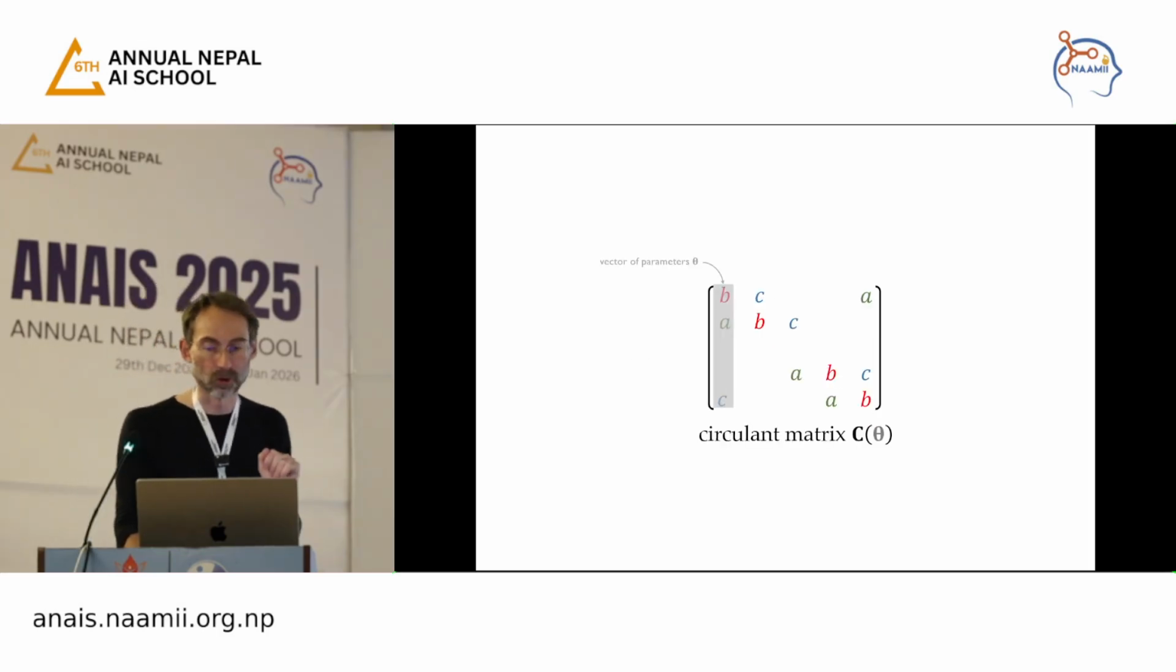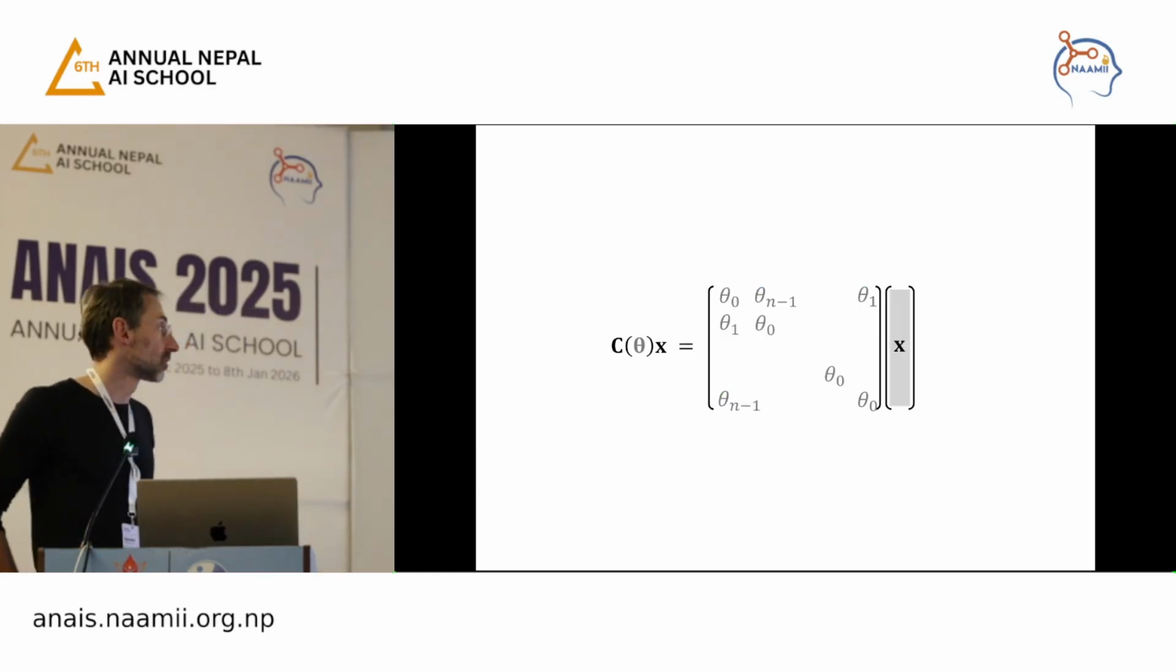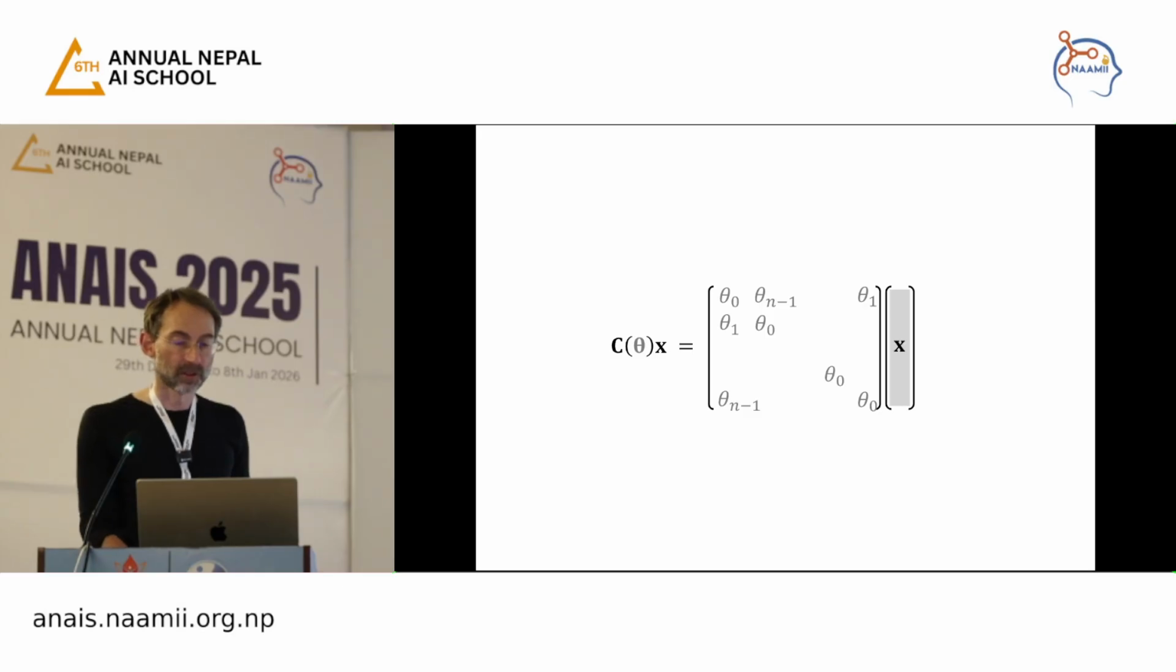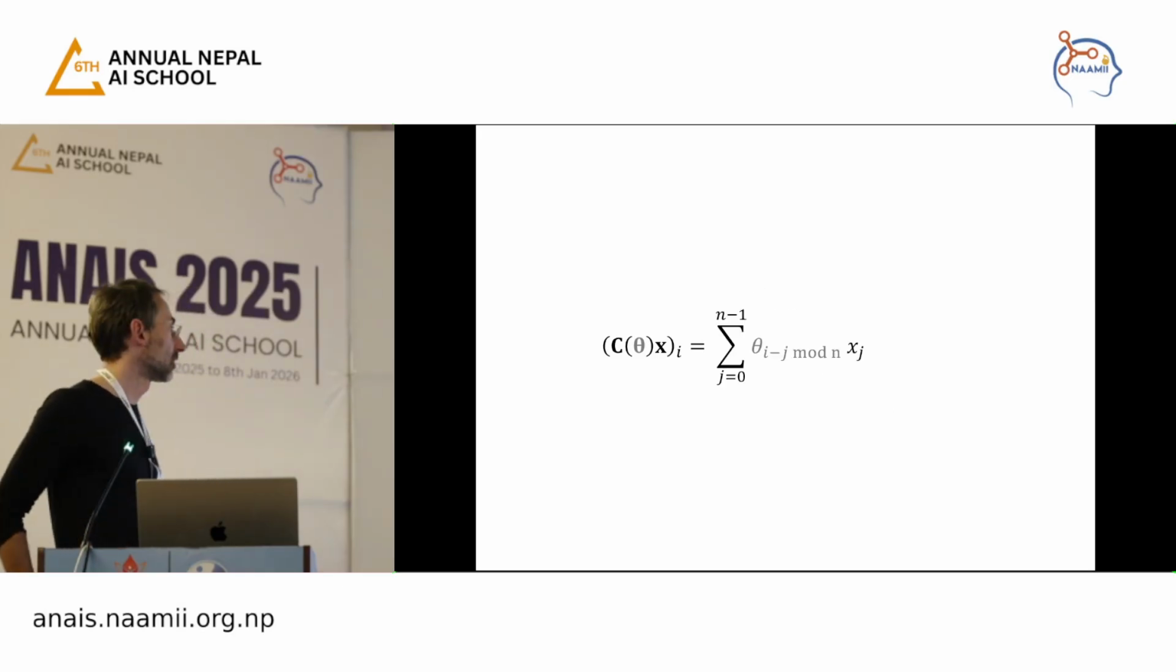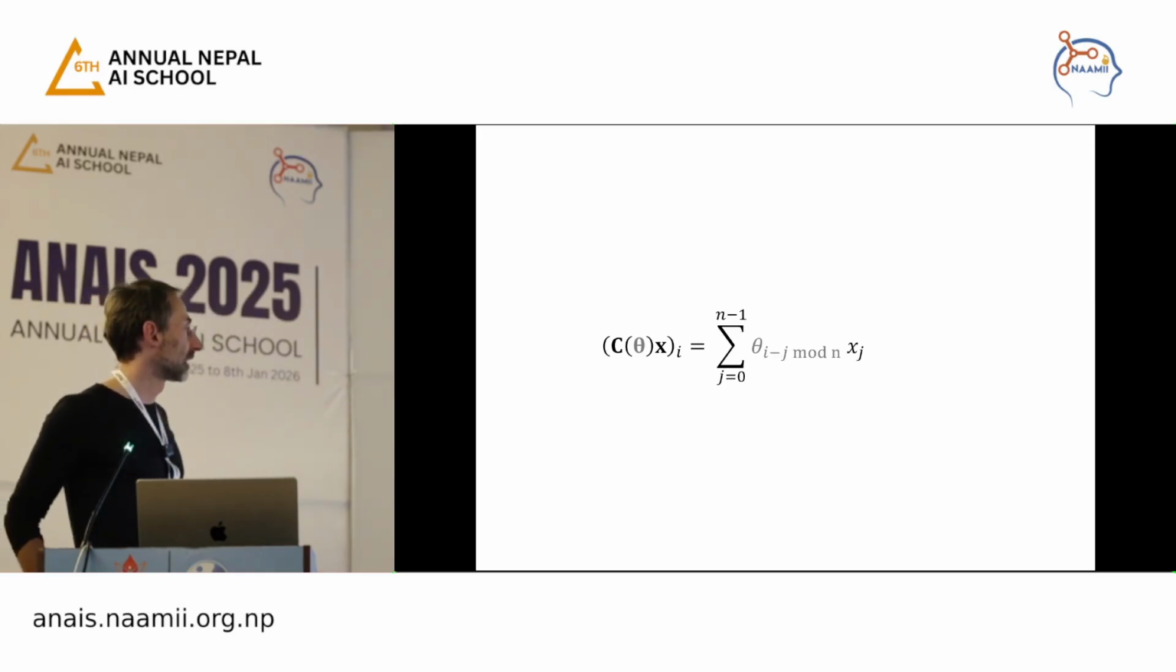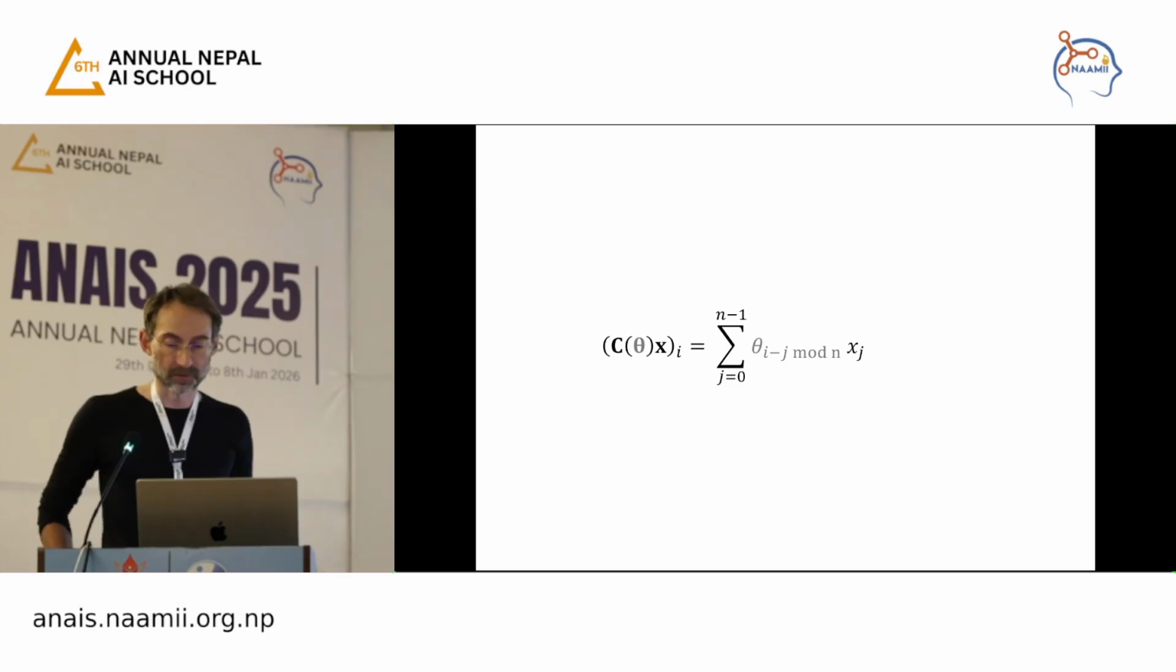And this is called a circulant matrix or a convolution matrix. So this is how it looks. When I multiply by this matrix, the multiplication looks like theta_{i-j modulo n} times x_j. So this is exactly the definition of convolution.